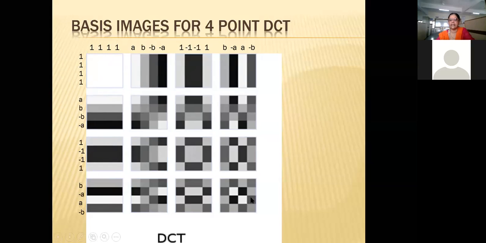When we scan these images in a zigzag fashion, we get these basis images in increasing order of frequency. So your very first coefficient, which is completely white, represents the DC coefficient, and in the last coefficient, you can observe that there are many transitions, and this is nothing but your highest frequency coefficient. Okay, so this is the concept of basis images with respect to DCT.